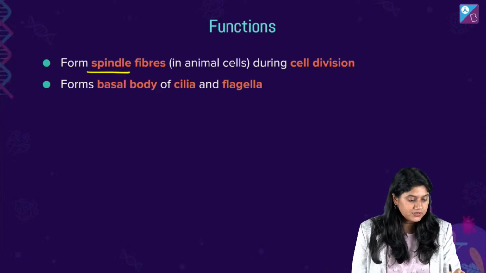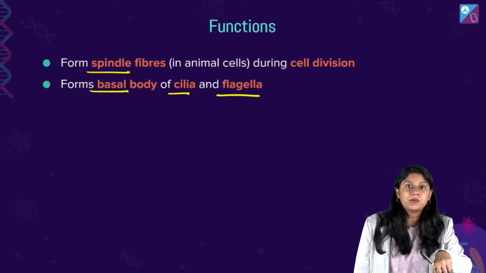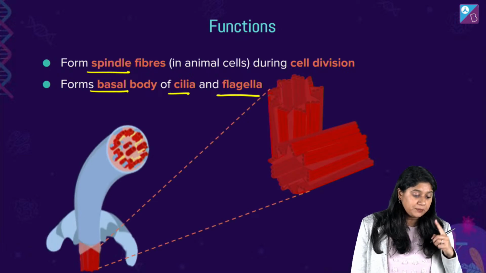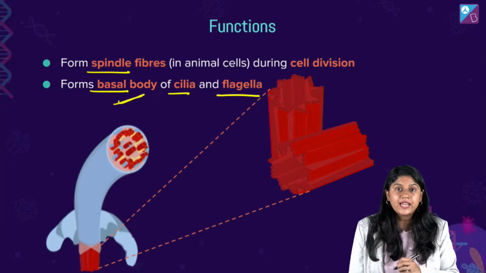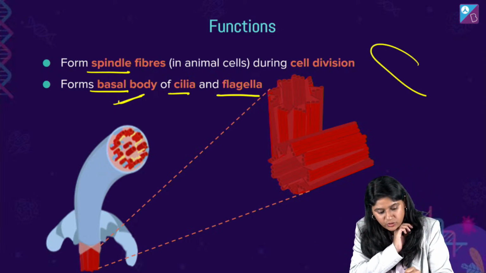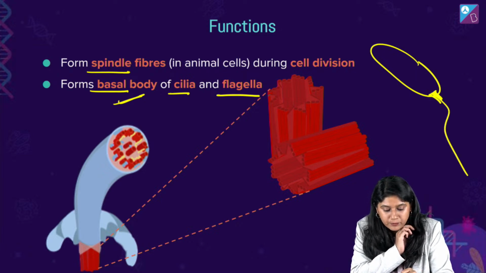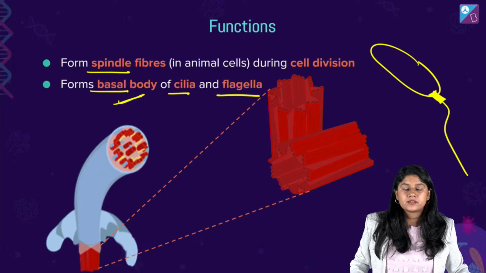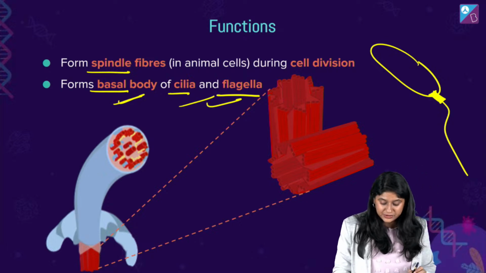More functions. The second function, it forms the basal body of the cilia and the flagella, which we'll be discussing in an upcoming topic, that they play a very important role in the formation of the basal body, right? जो part, जो cell के, जो basically एक organism के साथ attach है, this part is formed by the centriole. ठीक है? चलिए, everyone, are we clear with this? Quick thumbs up.